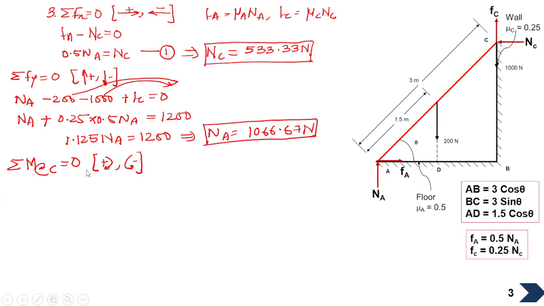Okay, so now we'll take moment of all the forces acting about point C equal to 0. So for this force 200, this will create an anti-clockwise moment, and hence this force will be negative. So 200, and we'll take the perpendicular distance as this one, this dB. Since this is equal, AD will be equal to dB, which is nothing but 1.5 cos theta.